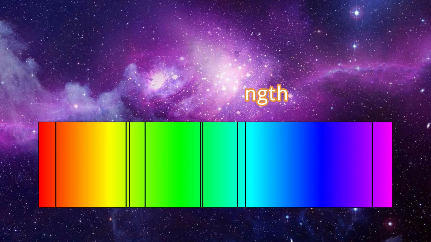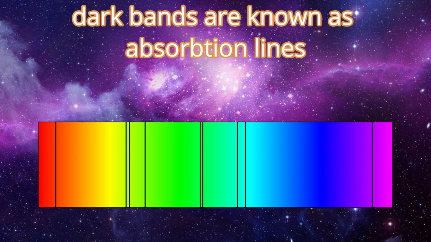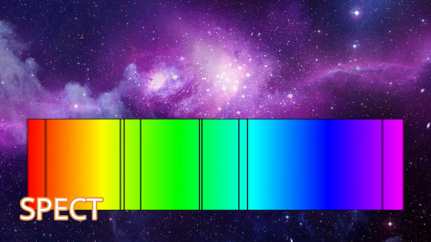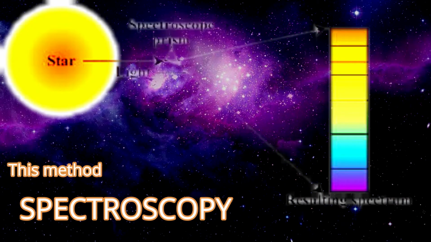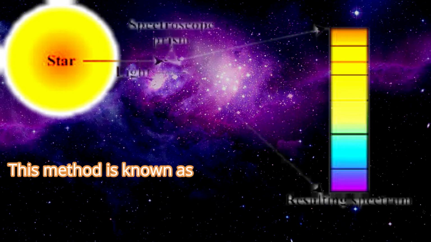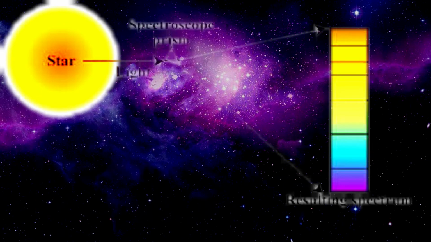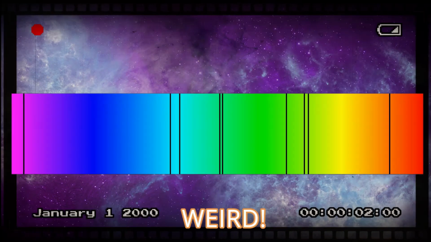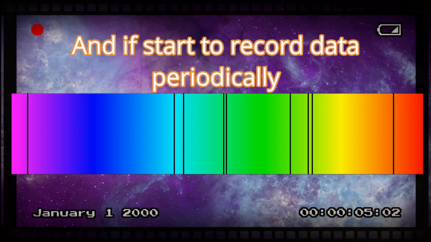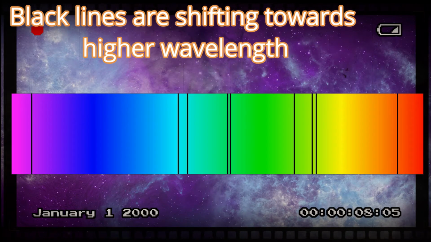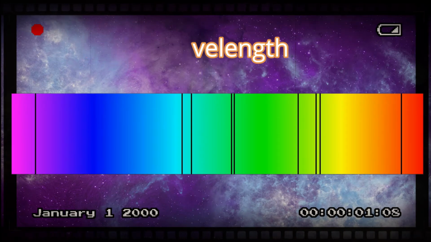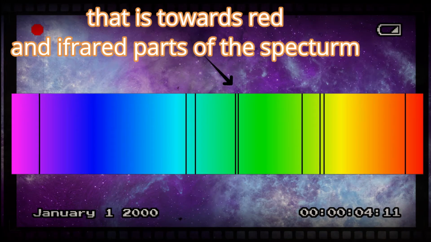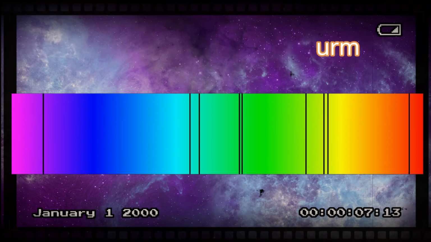And now you can look at the dark bands or absorption lines, and you can get a lot more. This method is known as spectroscopy and is often done with a prism by using refraction of light. Now, observing and analyzing will soon become your favorite. And if you start to record data periodically, you will notice something weird. That is, the black lines will start to shift towards higher wavelength. That is, towards the red or infrared part of the spectrum.